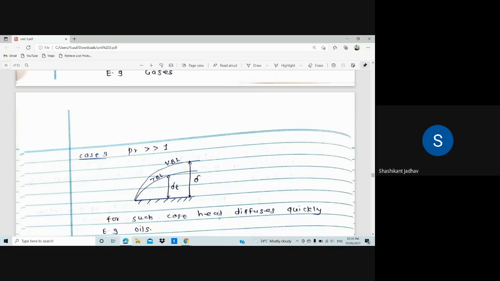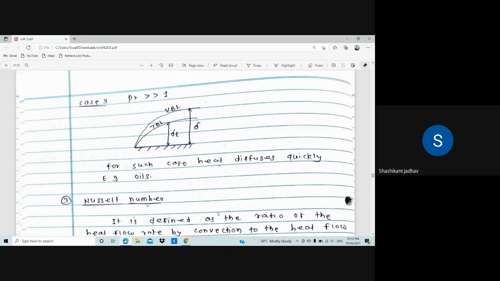So for such cases heat diffuses quickly. Example is oils. So these are the physical significance: case 1, case 2, case 3.